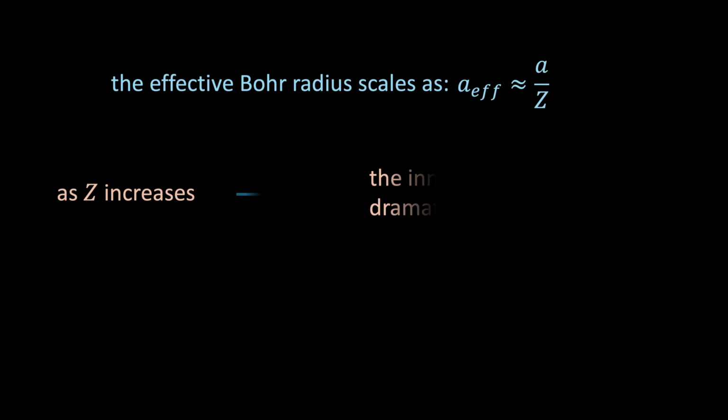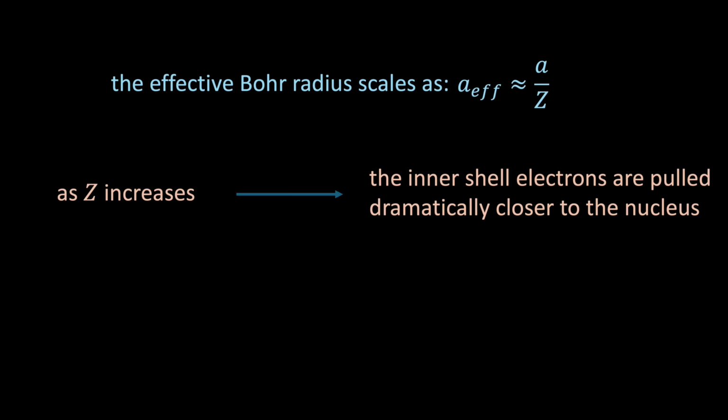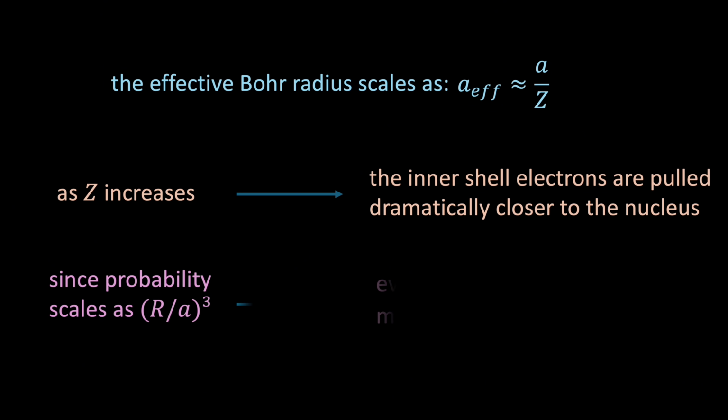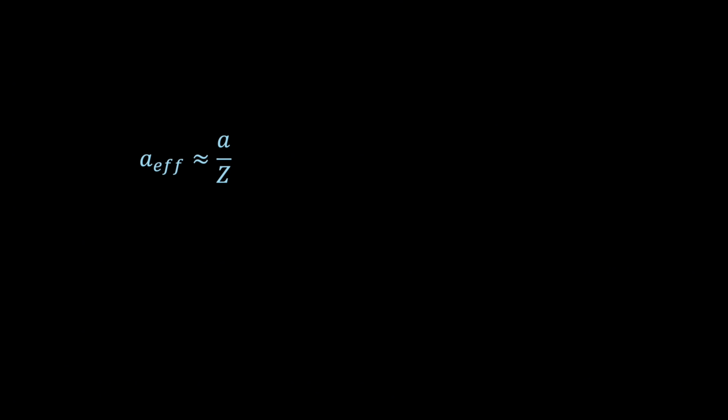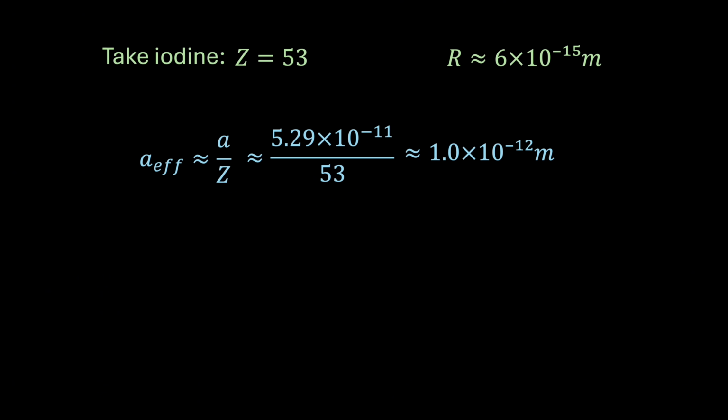As Z increases, the inner shell electrons are pulled dramatically closer to the nucleus. And since our overlap probability scales as R over A cubed, even a modest decrease in A makes a huge difference. Okay, so let's make this concrete. Take iodine with 53 protons and a nuclear radius of around 6 times 10 to the minus 15 meters. In the case of iodine, the effective Bohr radius comes out at around 1 times 10 to the minus 12 meters. And if we use this value along with the larger nuclear radius, then the probability of finding the inner shell electron inside the nuclear volume comes out at around 3 times 10 to the minus 7.